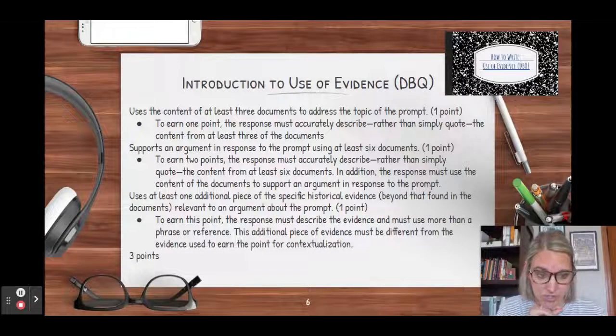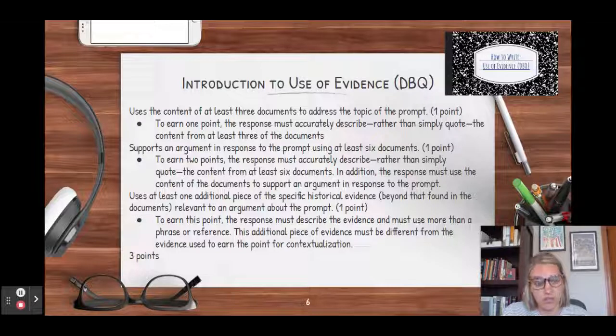So then what you're going to do is you're going to engage in an activity all about the use of evidence. So we're specifically looking at the use of evidence with the DBQ. So there's 3 points on the DBQ related to this skill. The first point you obtain by using 3 documents. The second point you obtain by using 6 documents. And the third point is by incorporating 1 piece of outside evidence.